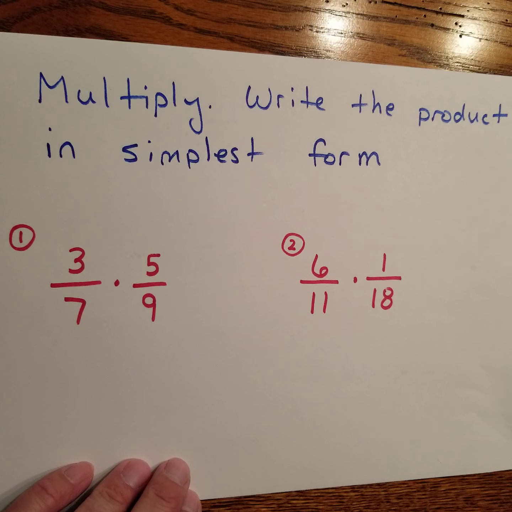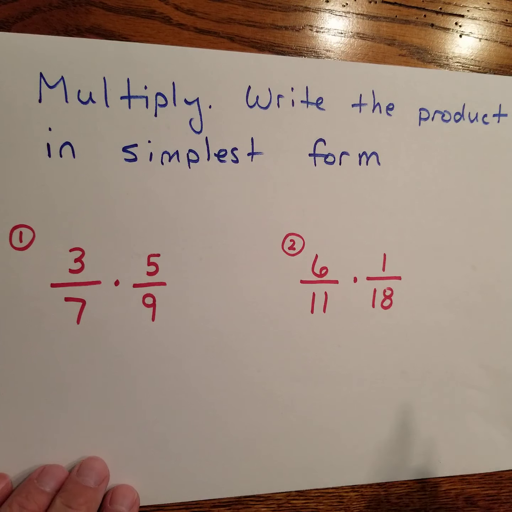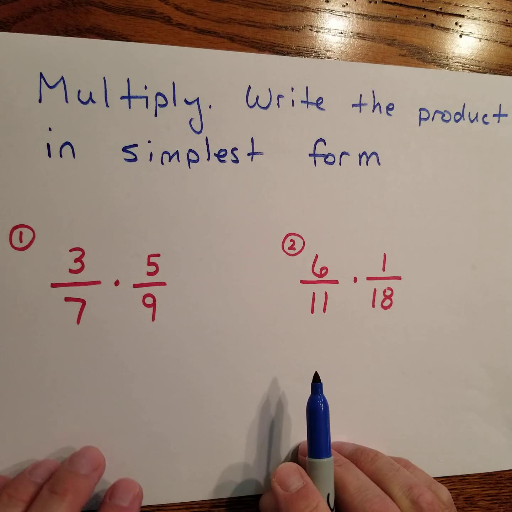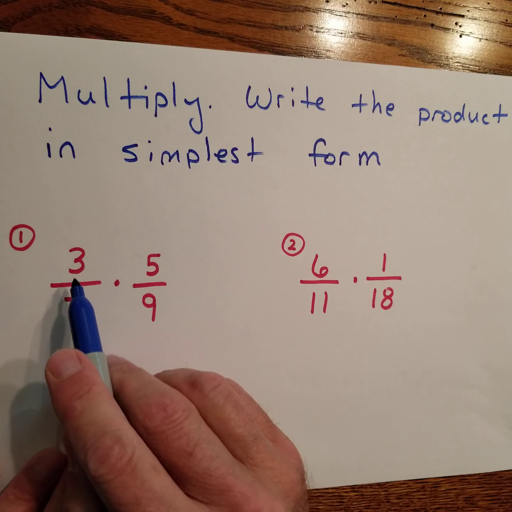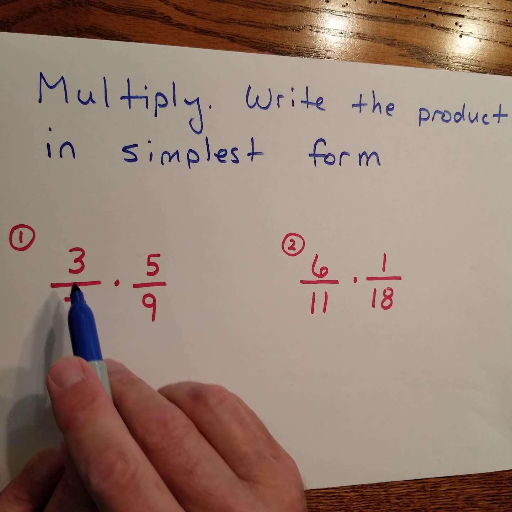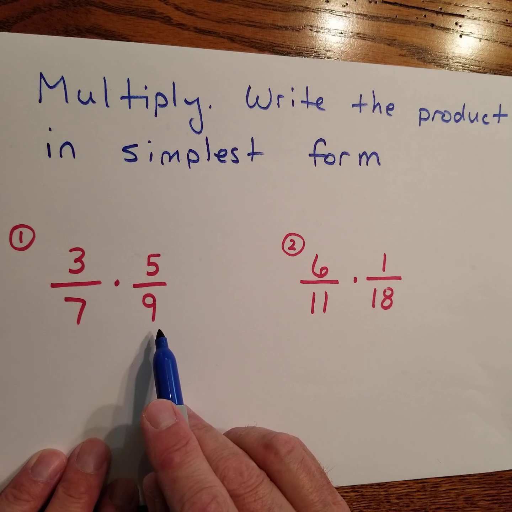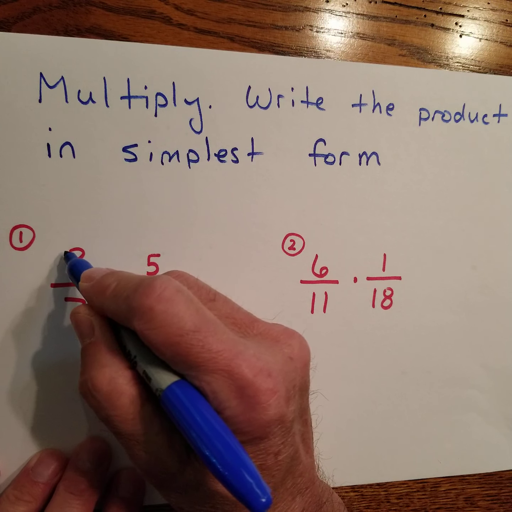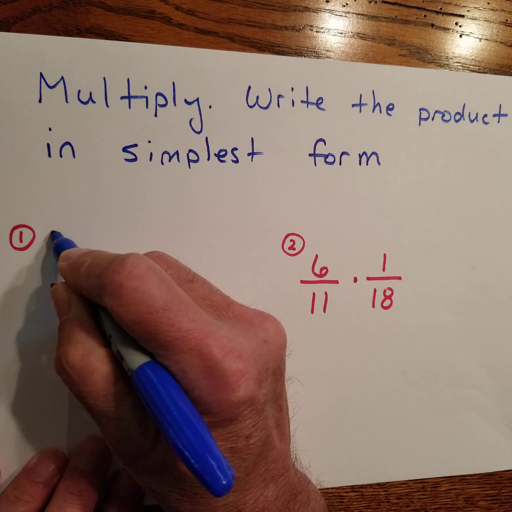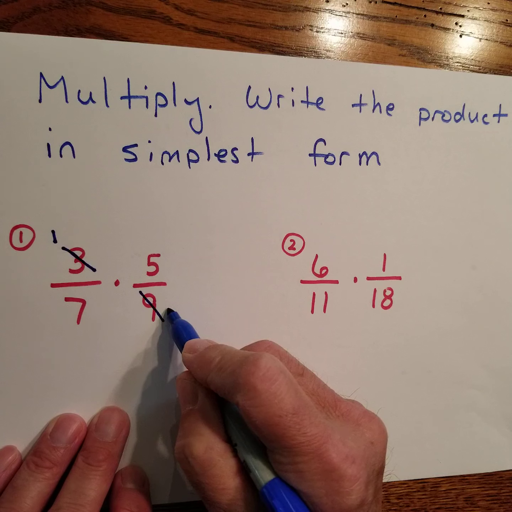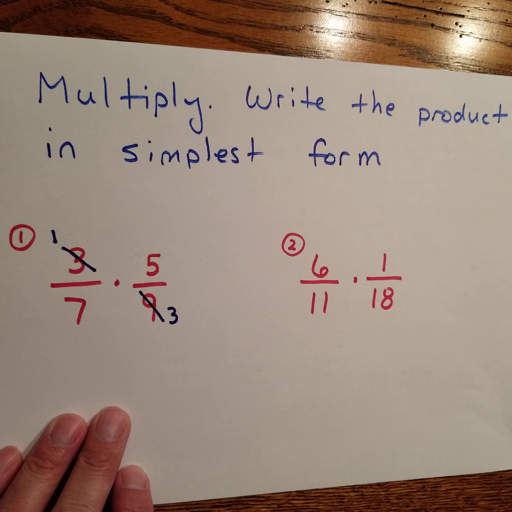Let's try number one. In number one, let's try to do the reducing before I do the multiplying. Do you see any top number that reduces nicely with the bottom number? I'm looking at the 3 and the 9. I could reduce 3 and 9 by dividing by 3 and dividing by 3. 3 divided by 3 is 1. And 9 divided by 3 is 3.